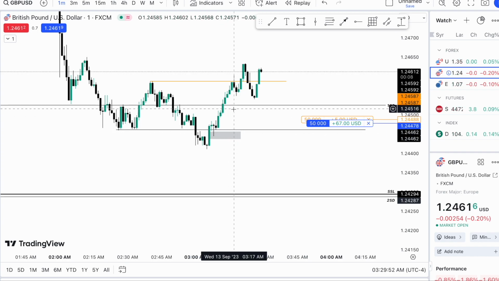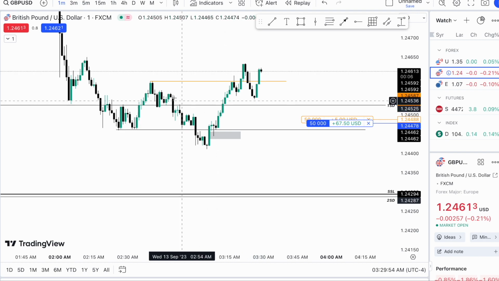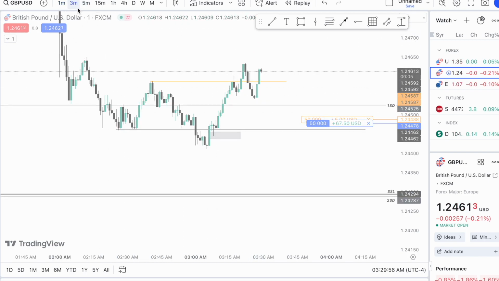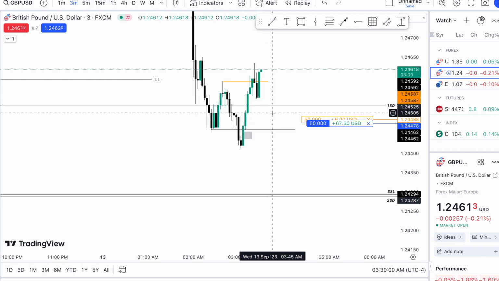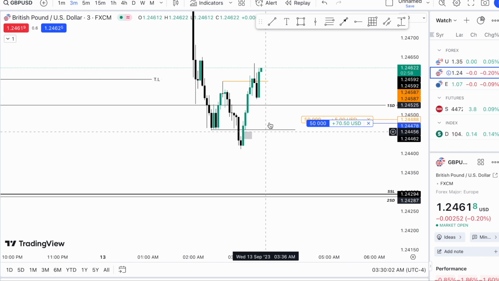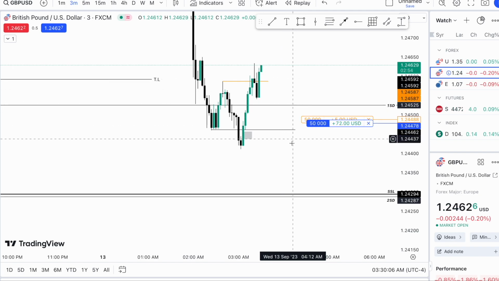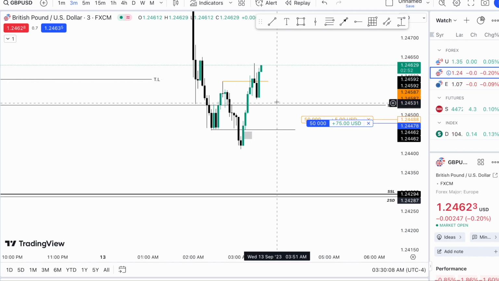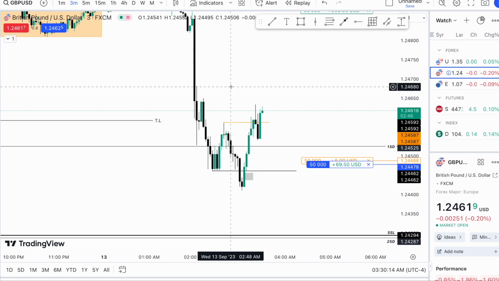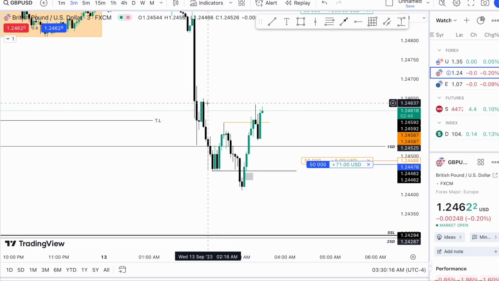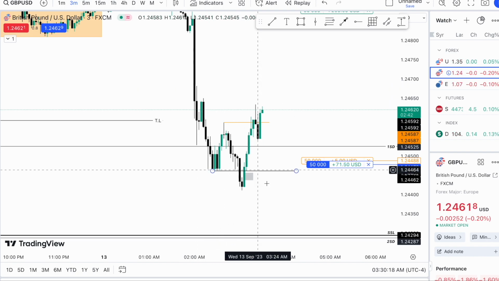So this would definitely be an area where price would want to revisit to fill the imbalance. So I could anticipate a retracement at some point back into here. Maybe CPI would send it straight back down. But that's not my business at the moment. My business at the moment is this range that was created between this high here and this low.